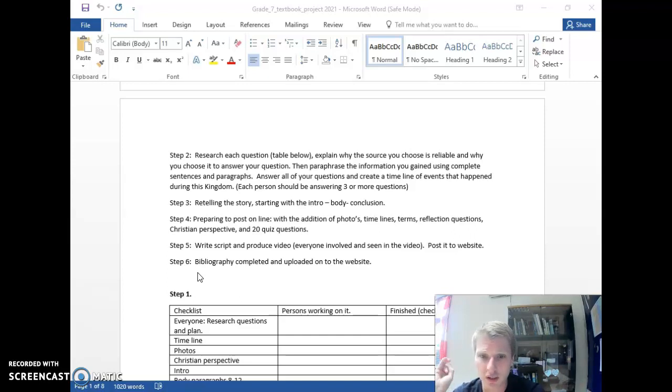So your reflection questions, Christian perspective, and 20 quiz questions. There will be a quiz at the end. Yes, you must have the correct answers, and yes, you need to make good quiz questions because your classmates will be taking your quizzes, and so they need to be accurate, they need to be good, and they need to have the answers included from your website.